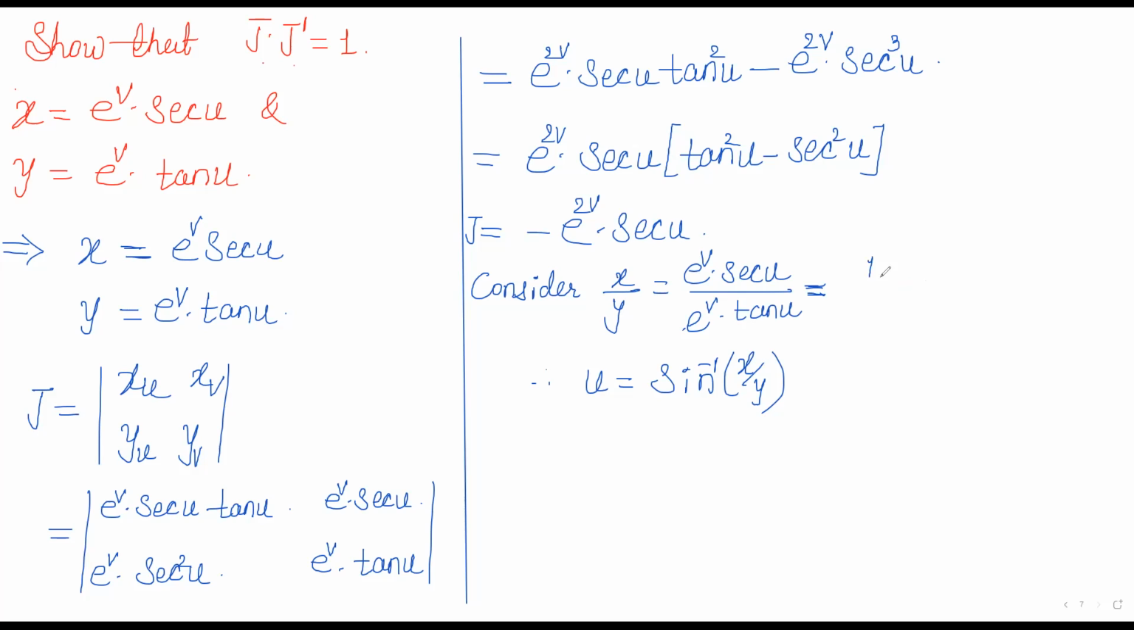Sec u, that is 1 upon cos u, into 1 upon sin u upon cos u. So it will be cos u upon sin u. So here x upon y येणार नाही इथं. घेताना आपण y upon x घ्यायला पाहिजे ना. Yes. 1 upon sin u. नाही y upon x घ्यायला पाहिजे इथं. तर आपल्याला u ची व्हॅल्यू मिळेल.